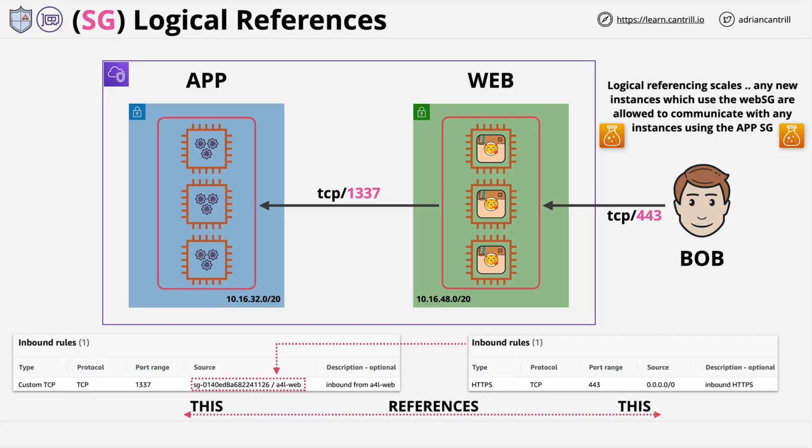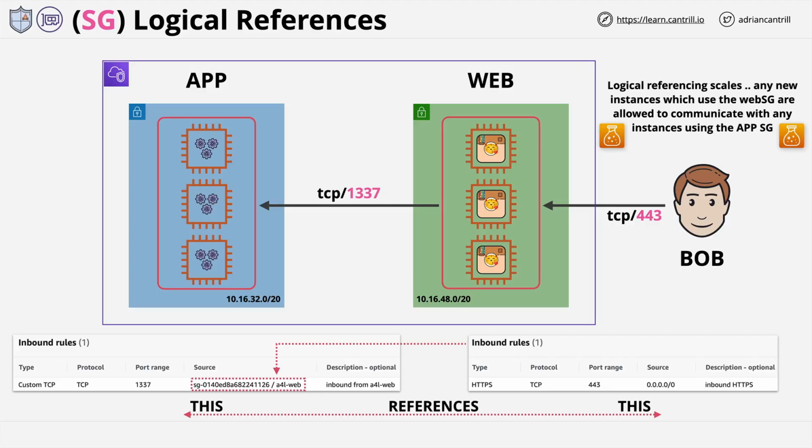Now this is critical to understand. So when you reference a security group from another security group, what you're actually doing is referencing any resources which have that security group associated with them. So this substantially reduces the admin overhead when you have multi-tiered applications, and it also simplifies security management, which means it's prone to less errors.